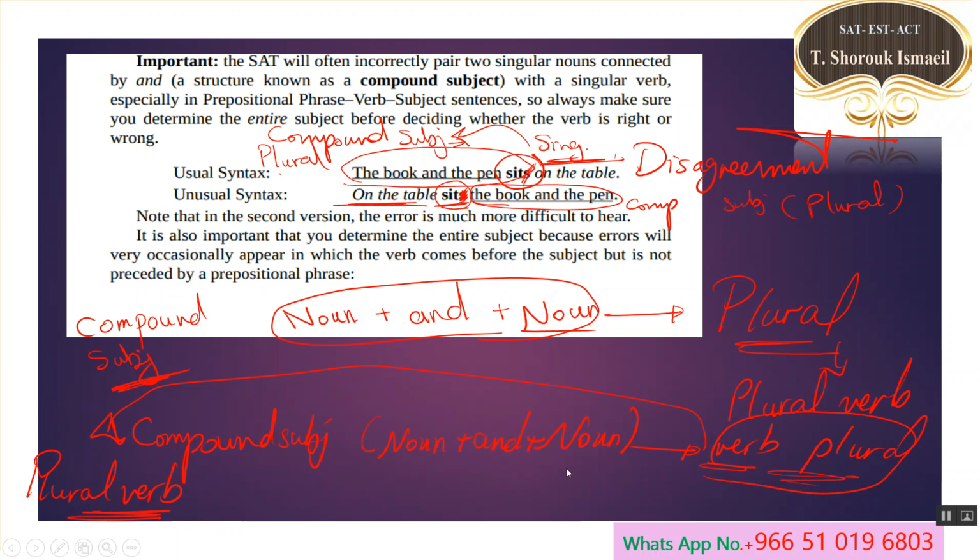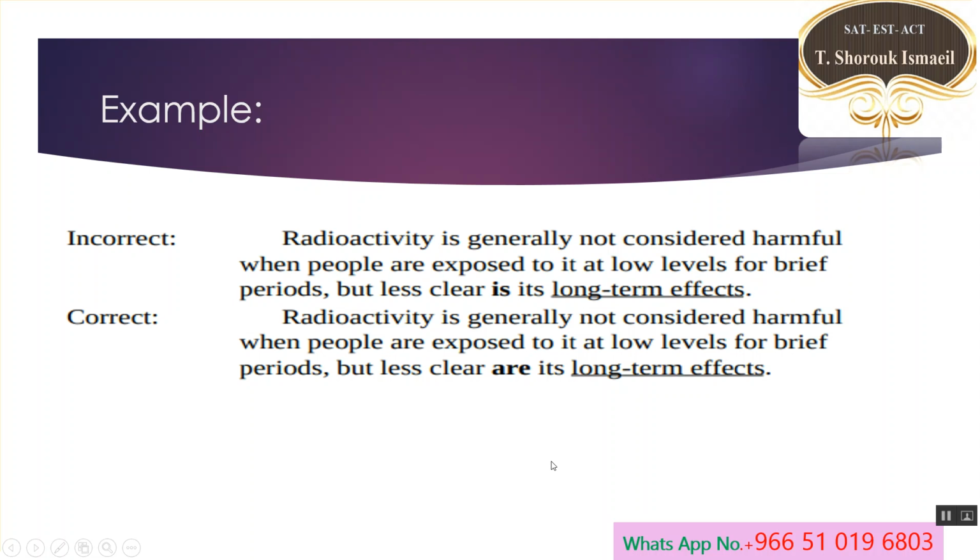Okay, let's move on to another example. Radioactivity is generally not considered harmful when people are exposed to it at low levels for brief periods, but less clear is its long-term effects. Let's forget about the first sentence. I don't need it before the comma. What do I need here? I need to start from the new clause here, but less clear.